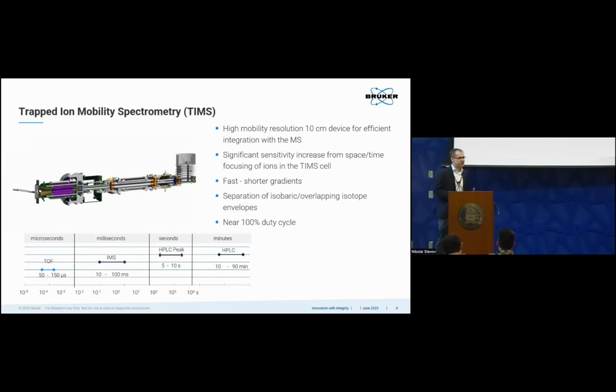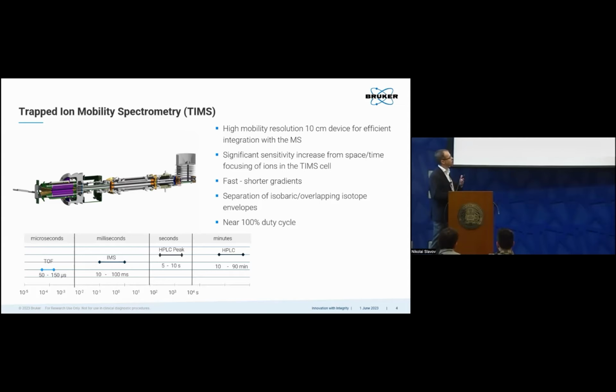The timing works really well because if we think about our typical workflow when we're doing LCMS, our HPLC takes minutes. HPLC peaks themselves are anything from 3 to 10 seconds, depending on how fast the chromatography you're doing. The TIMS process itself is on the order of about 10 to 100 milliseconds. And then at the end, of course, we've got the TOF, which is on a microsecond scale. So timing-wise, it fits really nicely into the geometry of the whole process.